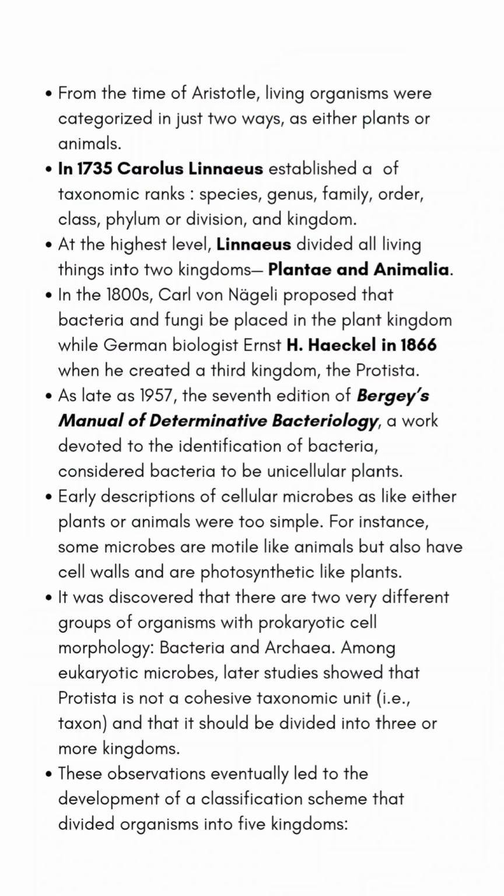Earlier, cellular microbes were thought to be either plant or animal, because some are motile like animals, and some have a cell wall and are photosynthetic in nature like plants. Then two groups of prokaryotes were discovered, bacteria and archaea. After that, protista and fungi were also divided into separate kingdoms, and more than three kingdoms were necessary to fit them into. These observations led to the development of the five kingdom classification.